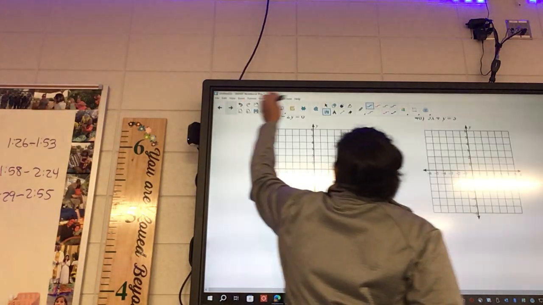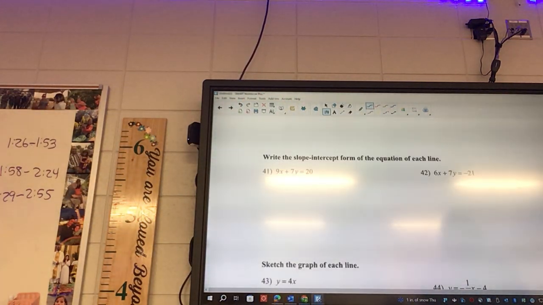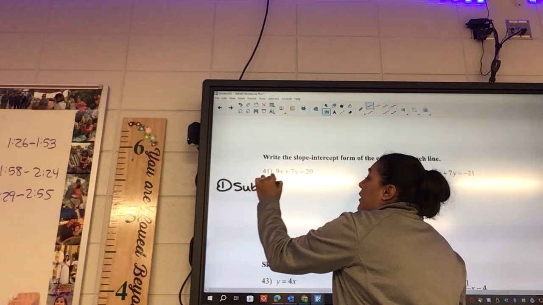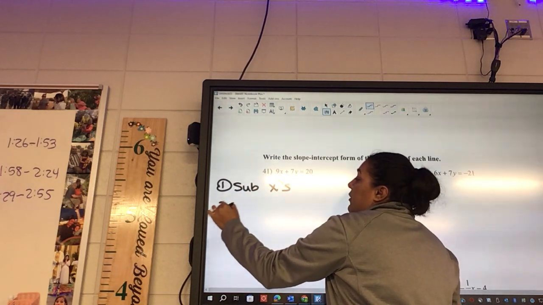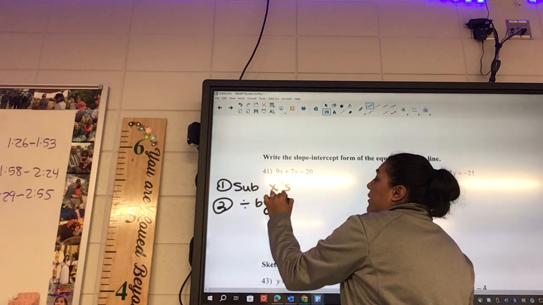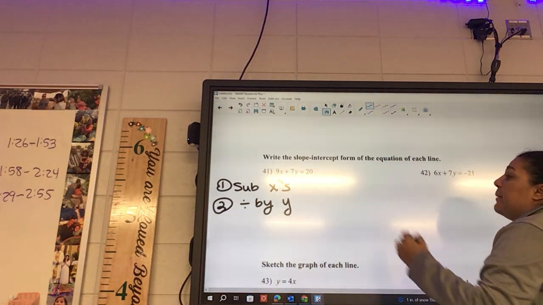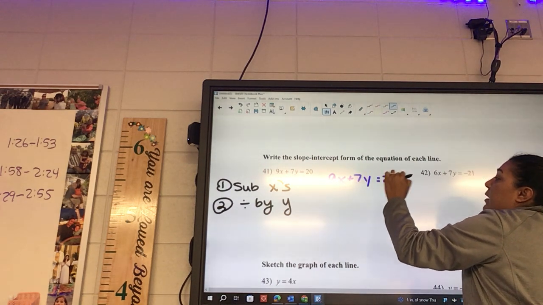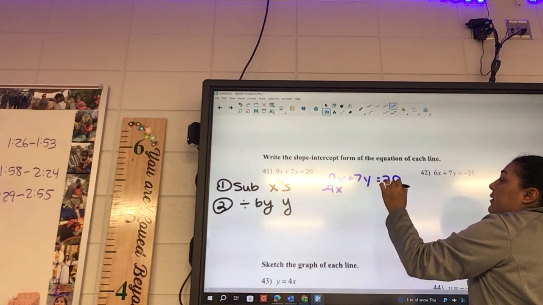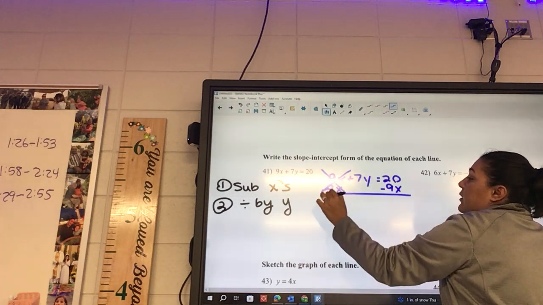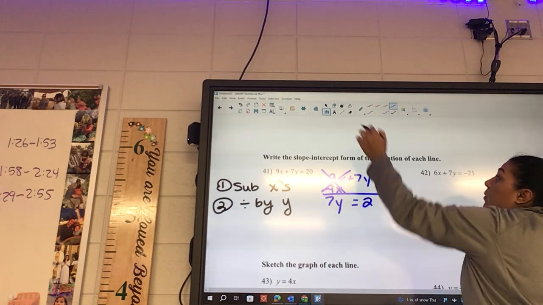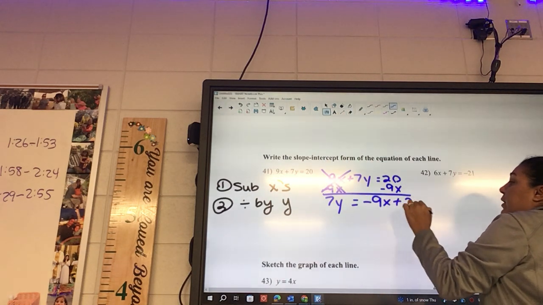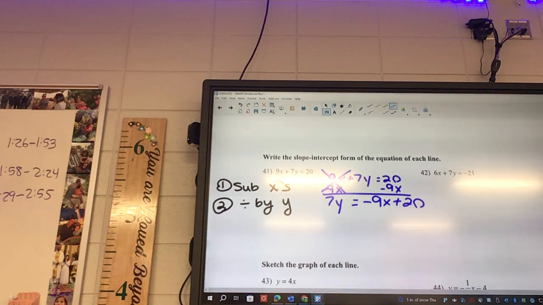Okay, 41. Okay, write it in slope-intercept form. So you're gonna do two things. You're gonna subtract the x's, and then you're gonna divide by the y. Okay. So you're gonna say minus 9x on both sides. So I'm gonna write my problem over here because I probably should have put my notes somewhere else. So I'm going to say minus 9x. So I get 7y equals, okay, you can say 20 minus 9x, but it really should go minus 9x plus 20. Okay, so those ones don't get put together. Remember, we write them in a straight line.